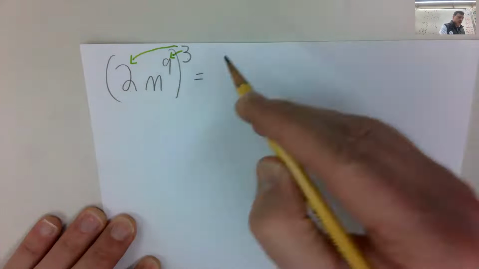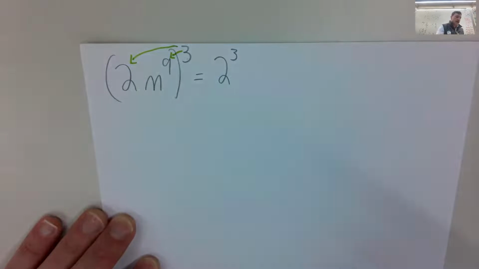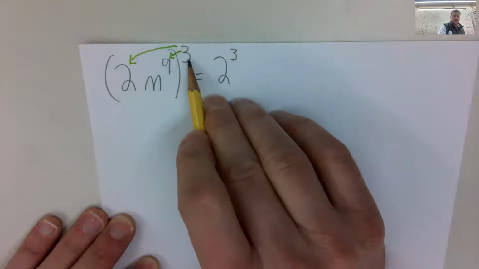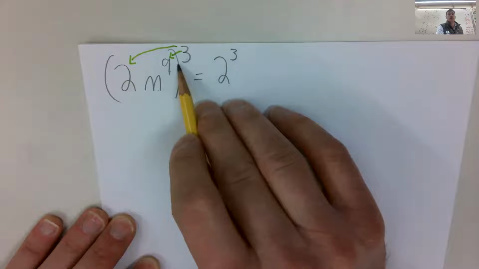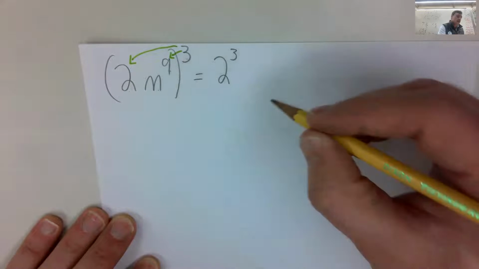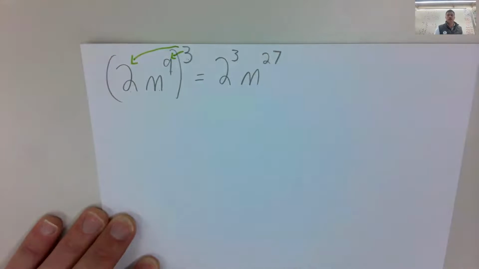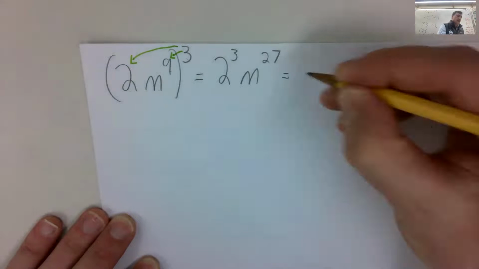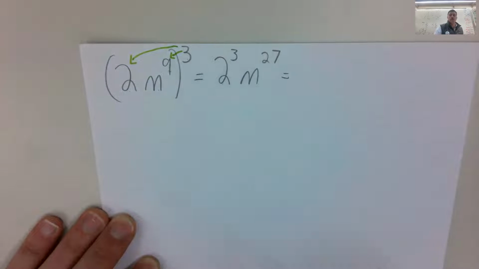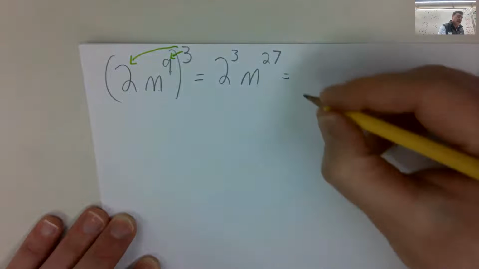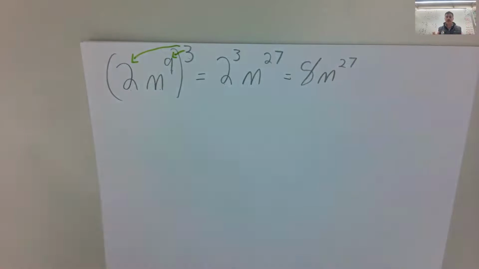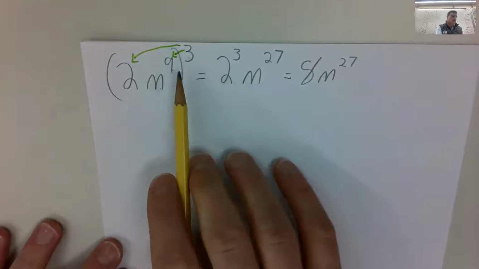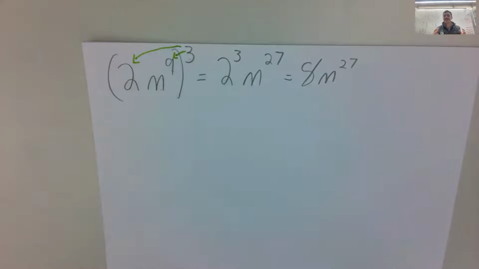So 2 raised to the 3rd power, I'm just going to write it like this, and m to the 9th raised to the 3rd power. We know when we are raising a power to a power, we just multiply. So 9 times 3 is 27. That's our new exponent for the m term. I can take this a step further by doing 2 to the 3rd power. 2 times 2 is 4, times 2 is 8. So this becomes 8m to the 27th power. That's it. Okay, so this skill right here is using this exponent and distributing to what's inside the parentheses, which is what we're going to see a lot more of coming up.